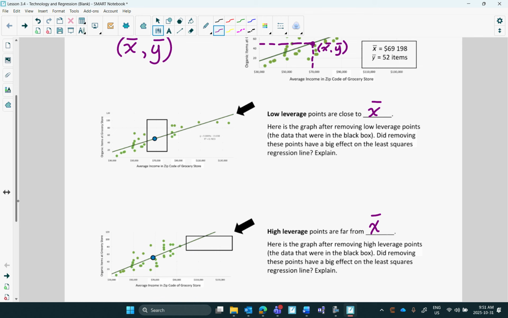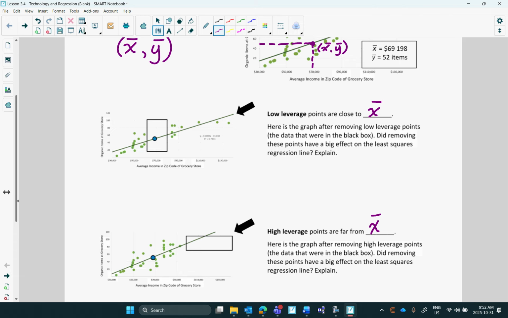It did make a difference to the line. Notice the y-intercept went down even more. And if the y-intercept goes down even more, that means the line's tilting like this, so the slope is getting steeper. That's what I meant to say. Okay? So that's what leverage points do.